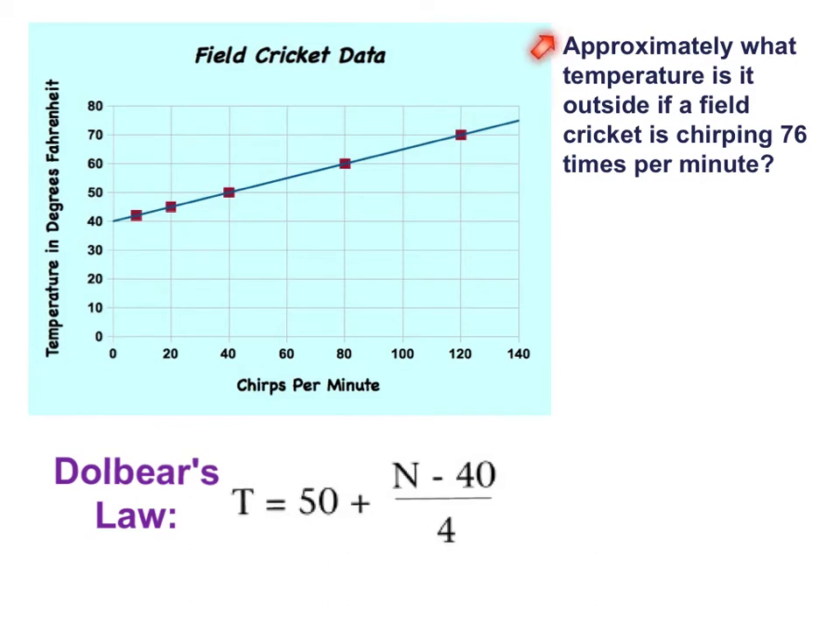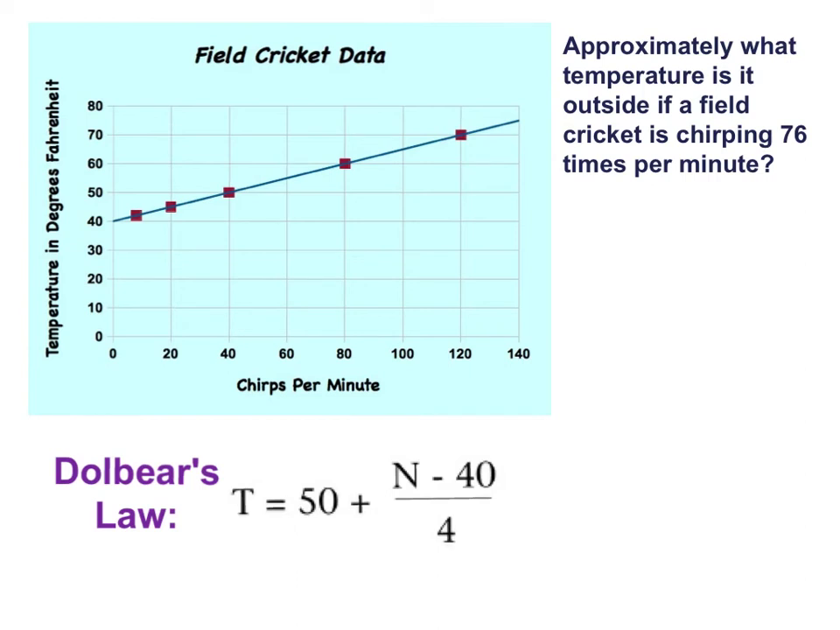So the problem asks us approximately what temperature is it outside if a field cricket is chirping 76 times per minute. Well, our first idea might be to look at this graph and see, okay, chirps per minute, let's find 76. That's going to be somewhere in here. We're not sure exactly where. We could make an estimation saying maybe it's 57 or 58 degrees outside, but we don't know for sure. So instead, we're going to use Dolbear's law to help us determine exactly what temperature it is outside if a cricket is chirping 76 times per minute.